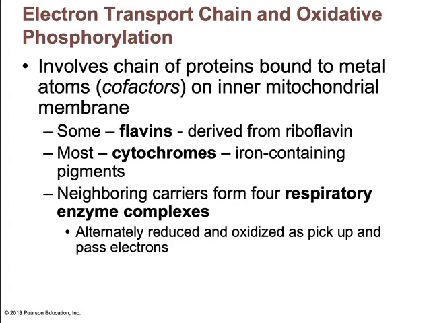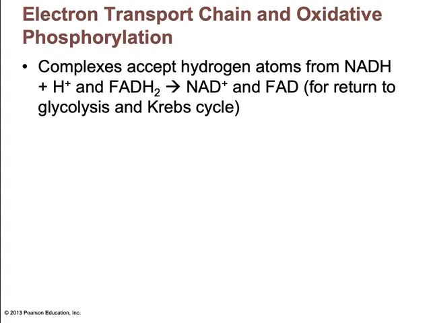In the chain, we have flavins that come from riboflavin, which is one of the B complex vitamins. We have cytochromes, which are iron-containing pigments. And we have respiratory enzyme complexes that pass the electrons from high to low energy states. Okay? And all of this happens with oxygen at the end of the chain to accept the low energy electrons, bind a couple of protons, and leave as what we call metabolic water. Okay, so as long as there's oxygen around, the chain will run.